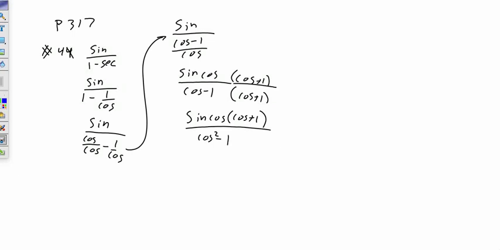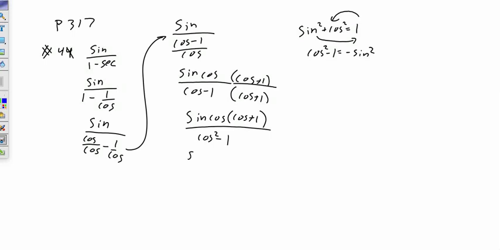Let's go off to the side. Anytime you have a trig function squared plus or minus 1, you're going to have some version of sine squared plus cosine squared equals 1. So if you want cosine squared minus 1, cosine squared minus 1 is going to equal minus sine squared. Bring the sine over, bring the 1 over, and that's what you get.